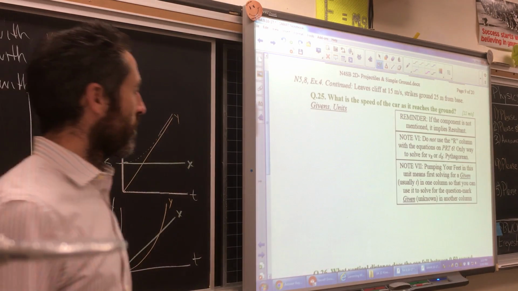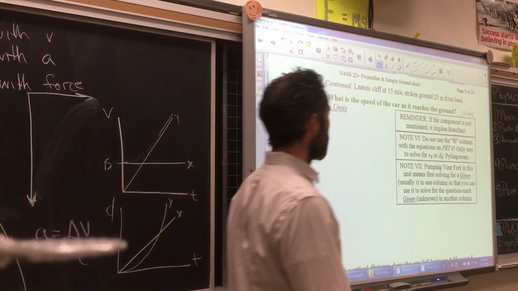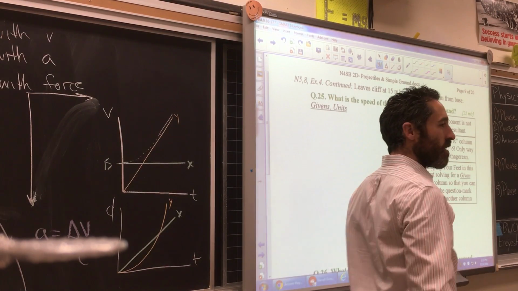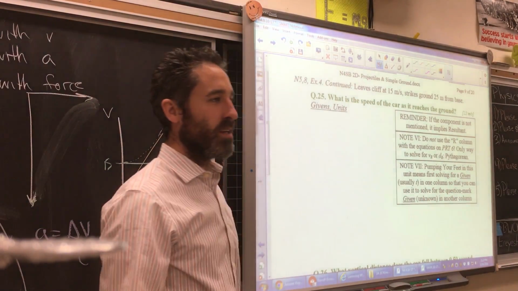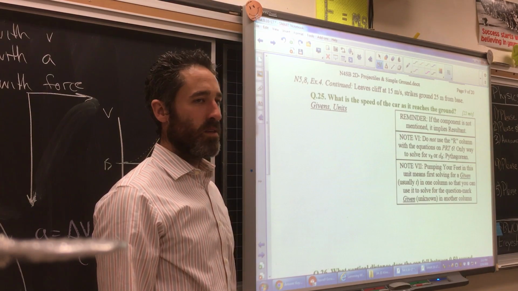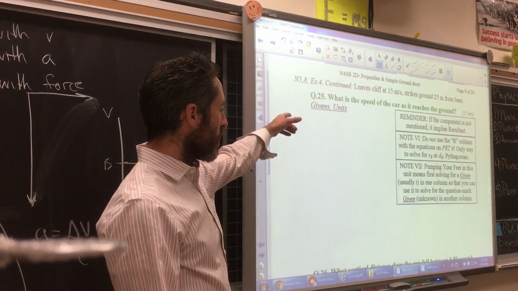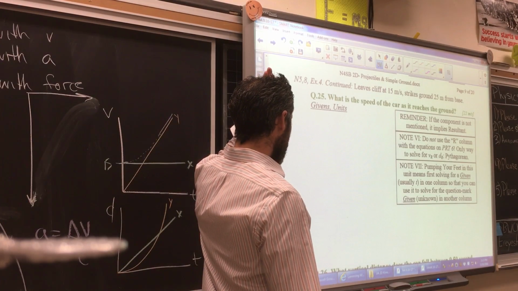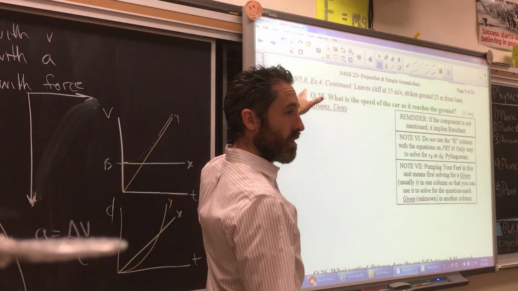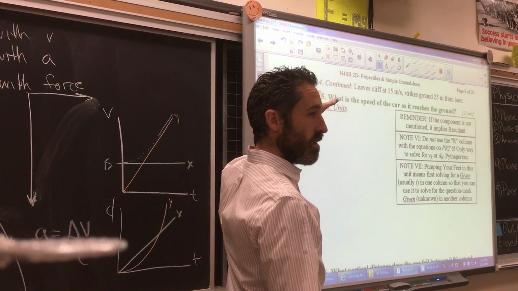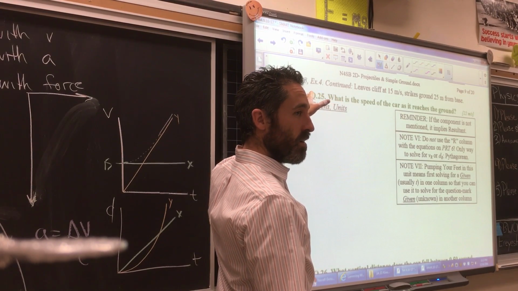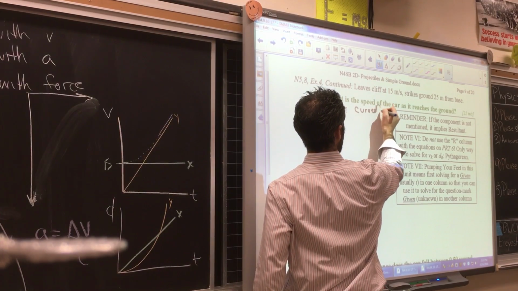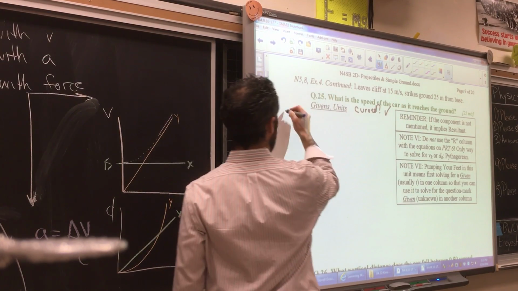Now, what is the speed of the car as it reaches the ground? Is anyone trying to answer that question in their head immediately? Don't. That is not a question you look, read, and answer. This is a problem where you go back and say, is it a curved trajectory? Yes or no? Silvio, yes or no? Yes, it is curved. So make the chart.